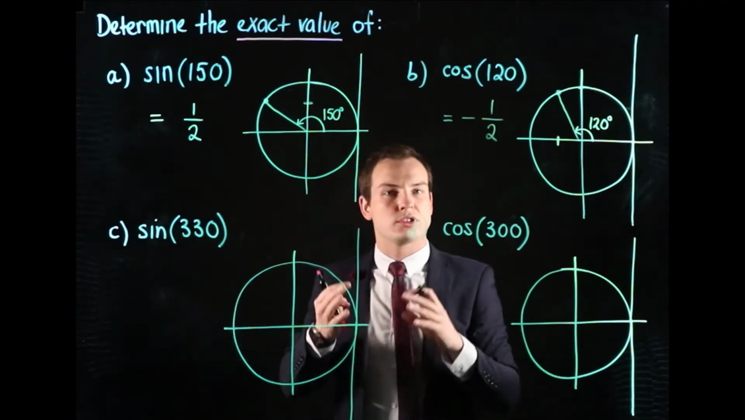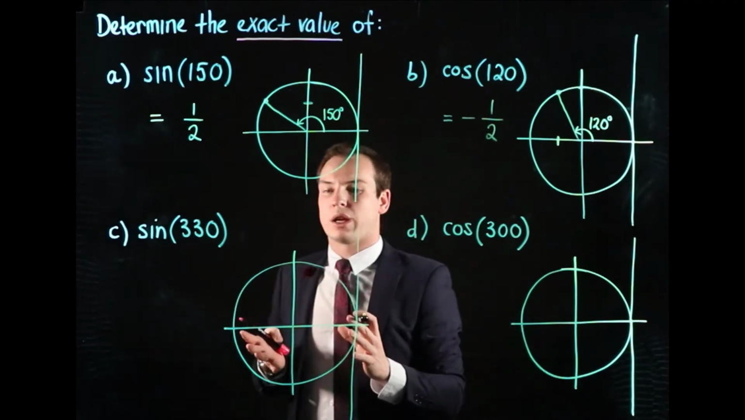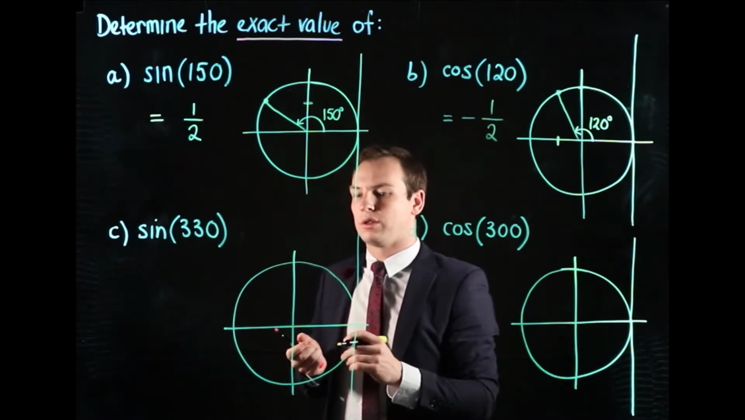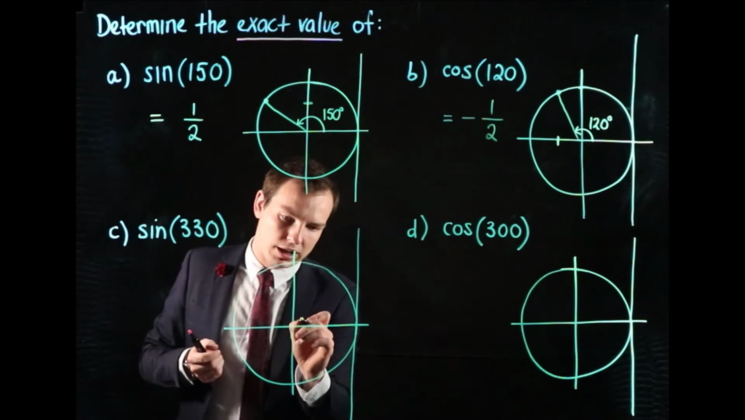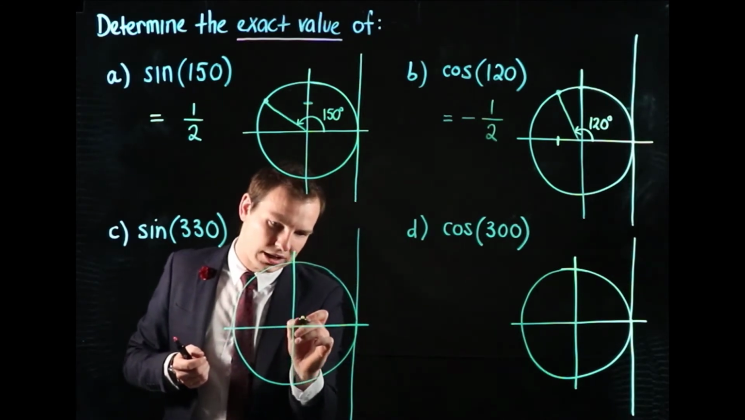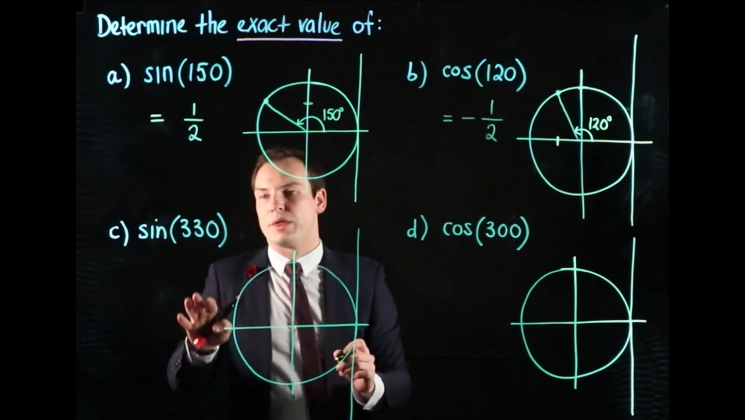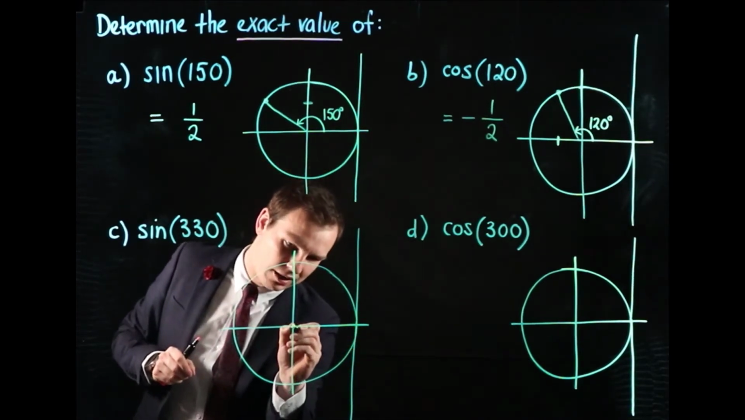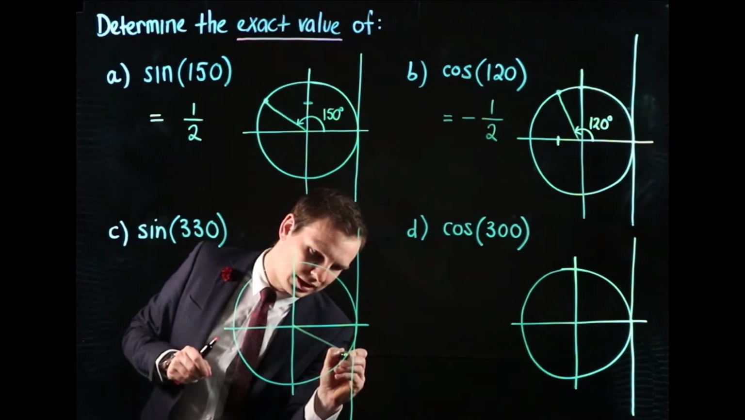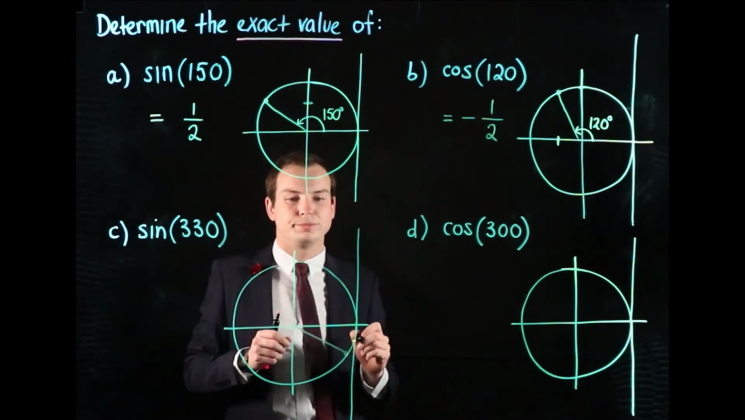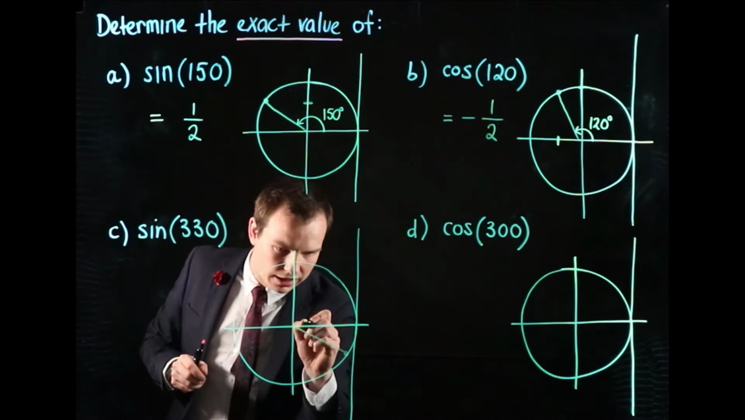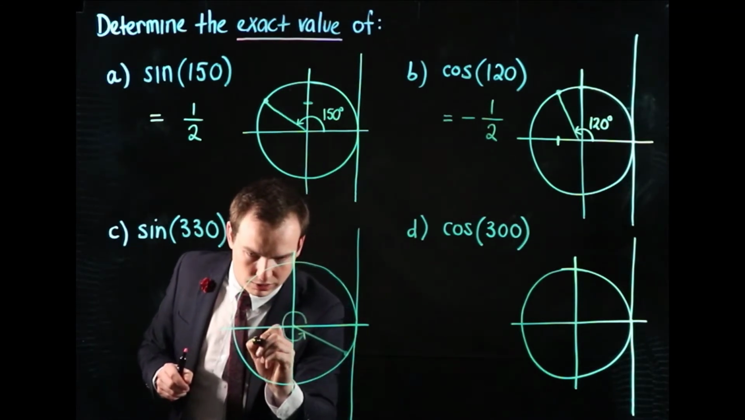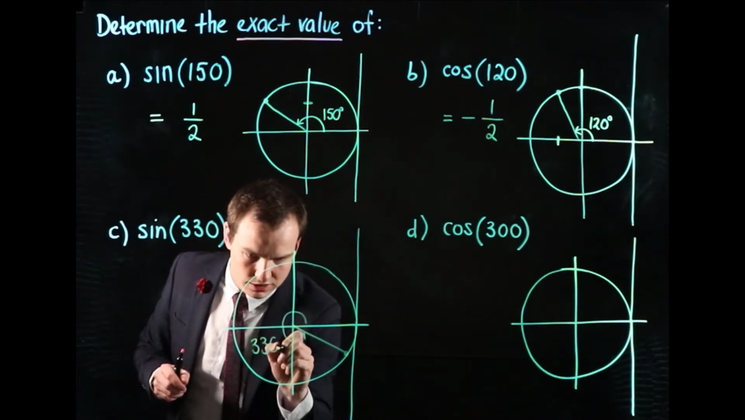For part C, we're going to do all the same things. We're going to draw our unit circle, and then we're going to locate where 330 degrees is. Keeping in mind that 360 degrees would be a complete revolution, and we're 30 degrees off that. So if we go back by 30 degrees, we'd have an angle that looks something like this. That's where we'd be on our unit circle, and this angle, starting at the positive x-axis and going around to there, would be 330 degrees.